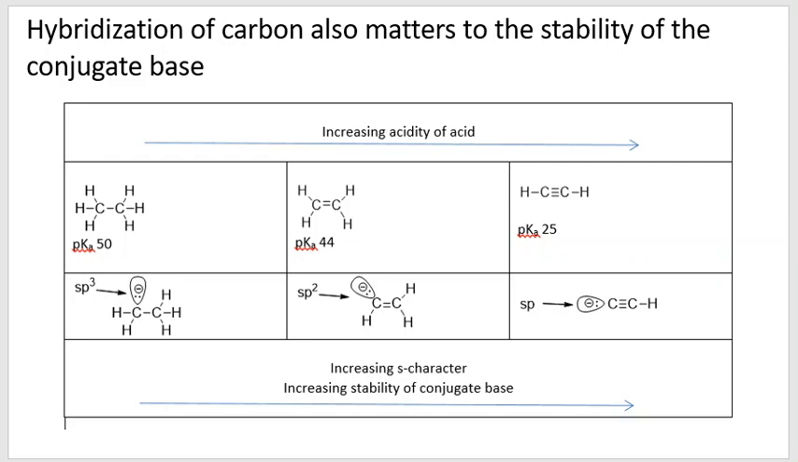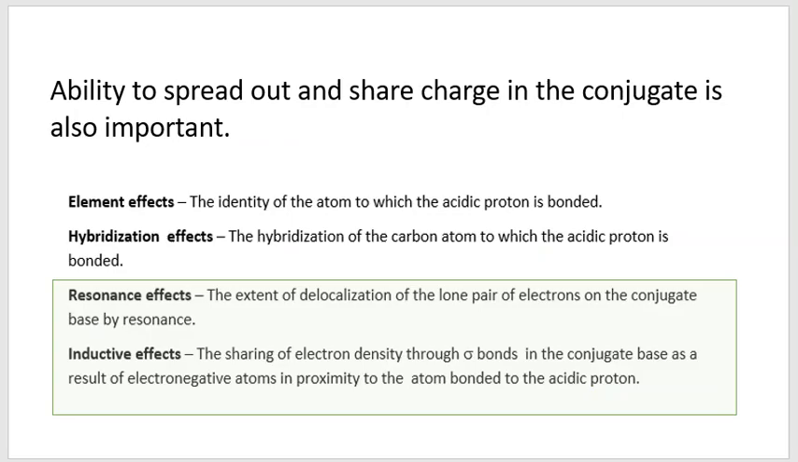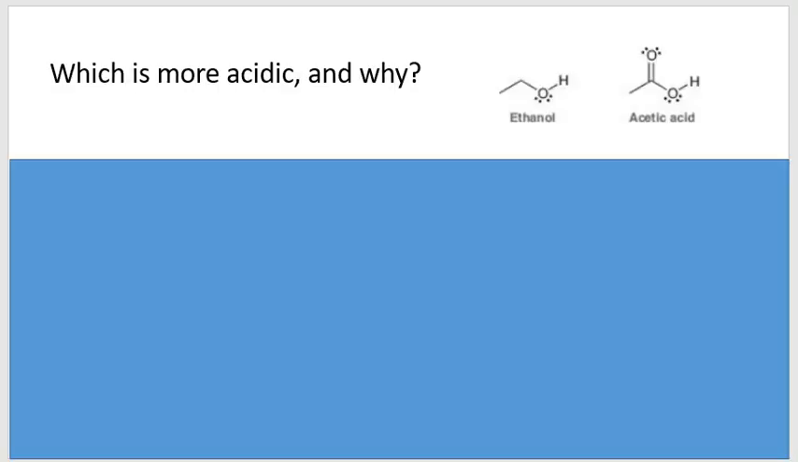So both the element effects and the hybridization effects, or orbital effects, involve protons that are directly bonded to the electronegative element. So it's also the ability to spread out and share charge in the conjugate base that is important. And resonance effects and inductive effects talk about charge delocalization in various different ways.